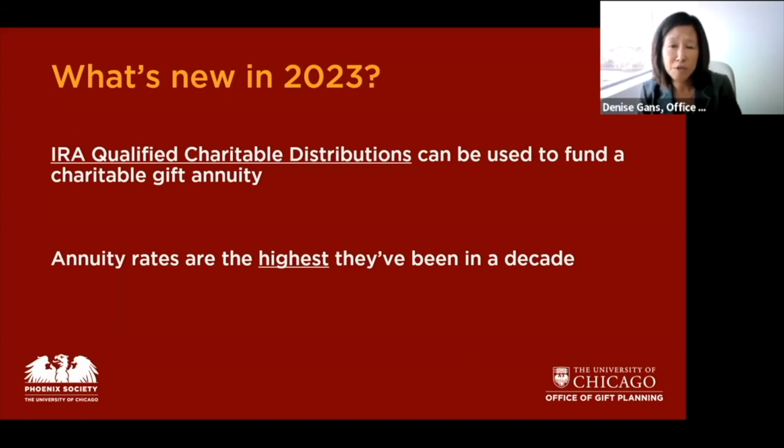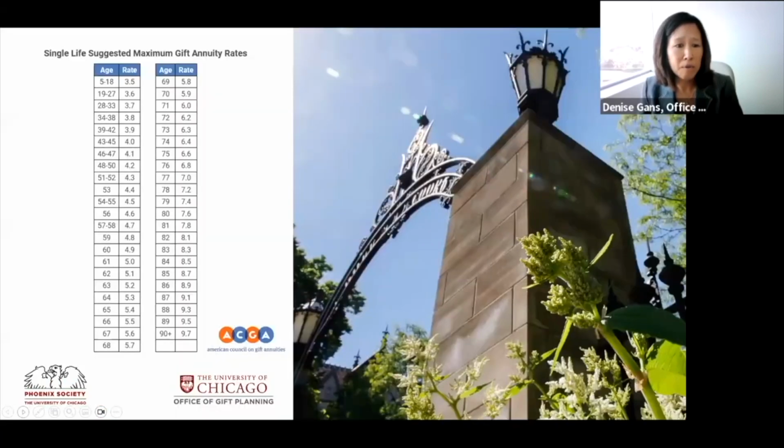The other thing that's worth noting this year is that annuity rates, like many rates in the financial markets, are the highest that they've been in a decade. So if you flip to the next slide, you can see that these are the ACGA rates for a single life annuity. And you can see, although it's a bit small, that as young as age 61, you're entitled to a rate of 5%. And it keeps on going up all the way to age 90, where a 90-year-old is entitled to 9.7% on a gift annuity.